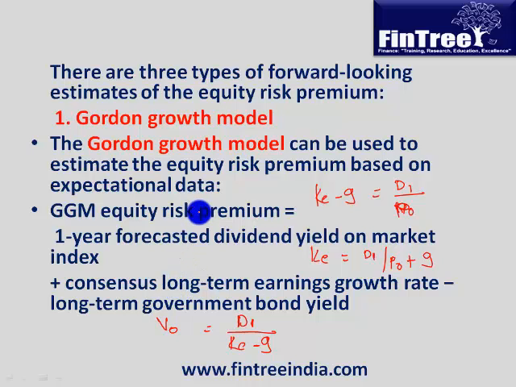See, expected dividend yield D1 divided by P0, that's dividend yield, plus consensus long-term earning growth rate. So these two factors are giving you cost of equity. From cost of equity, remove RFR, and what you have is equity risk premium. So it's the same formula, they've just written it in a different fashion. Is the logic clear? Are we good to move?